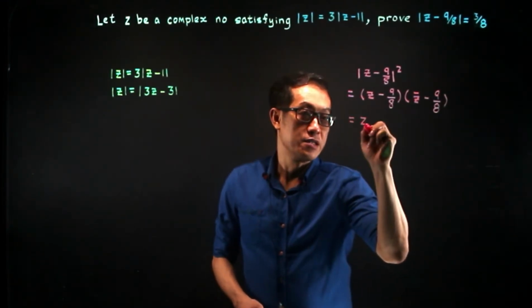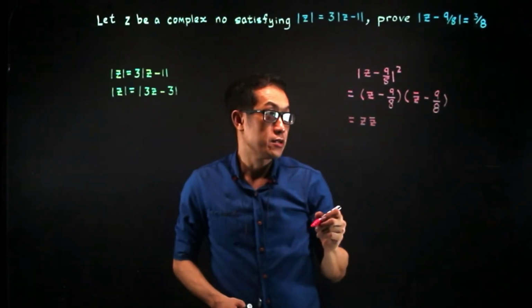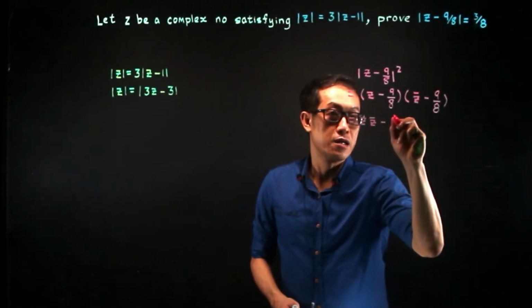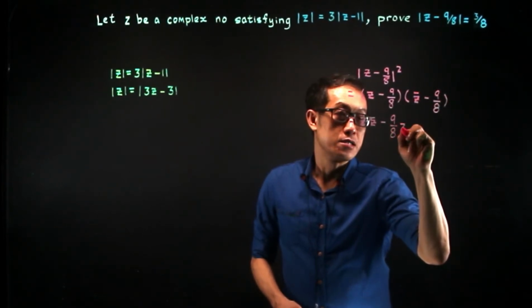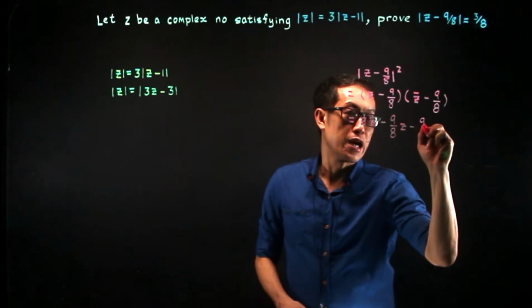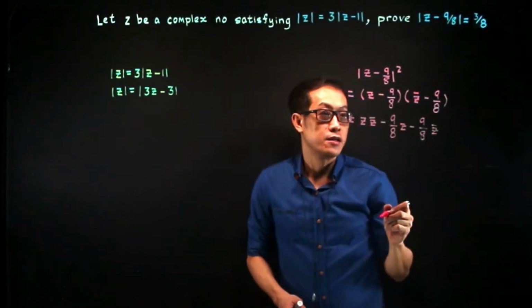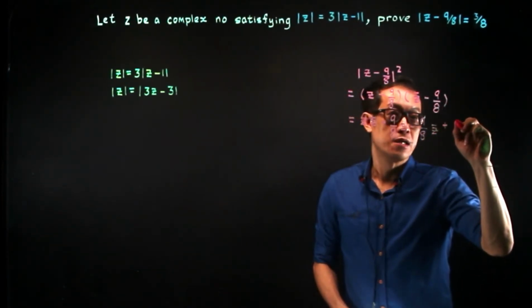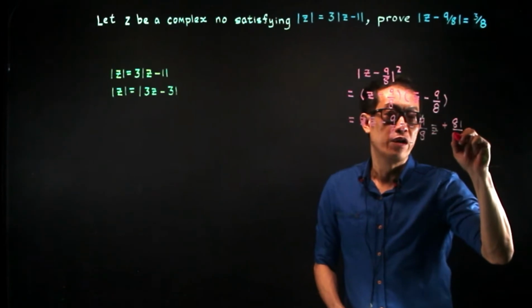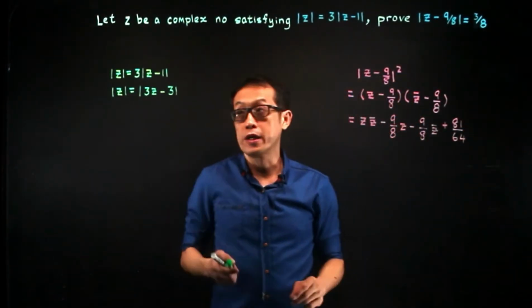So I have Z times conjugate Z, minus 9 over 8 Z, minus 9 over 8 conjugate of Z, then right over here I have plus 81 over 64. Now back to this.